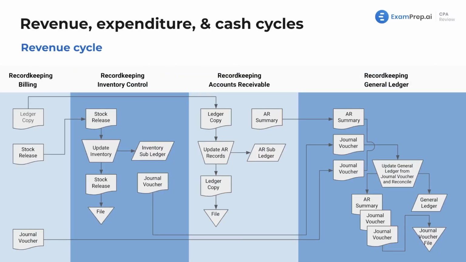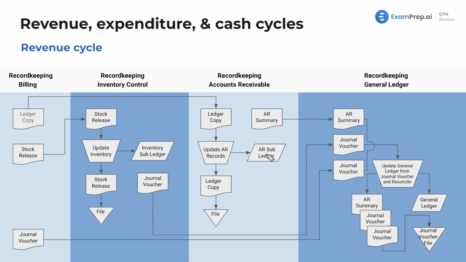All right, continuing on with our cash portion here. We are dealing with the billing department, still with record keeping, inventory control. Here we're going to deal with record keeping as well, accounts receivable, and the general ledger. Now, that ledger copy is going to go all the way over here to the accounts receivable department. Going to update the accounts receivable records, and it's going to go to that specific AR subledger.